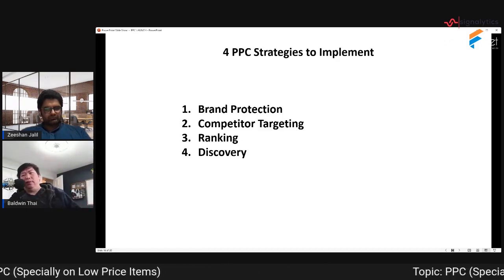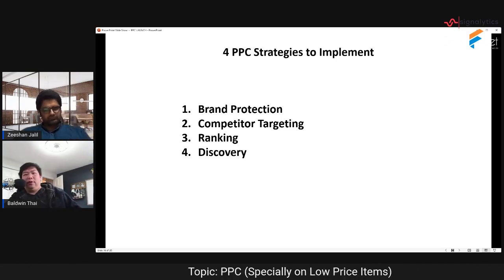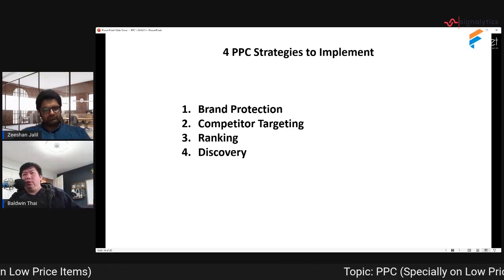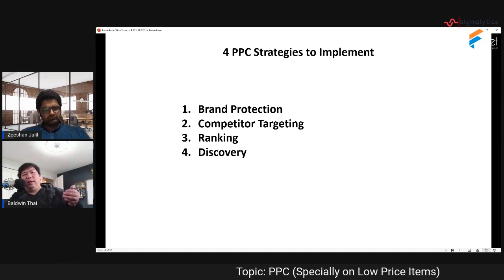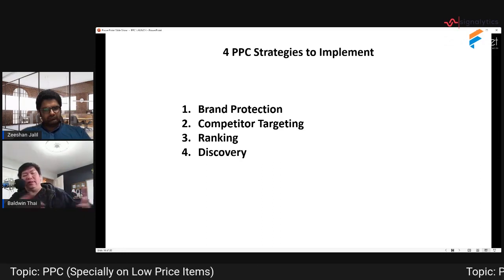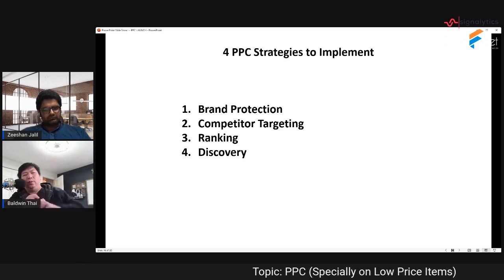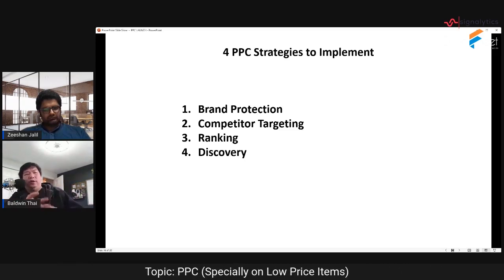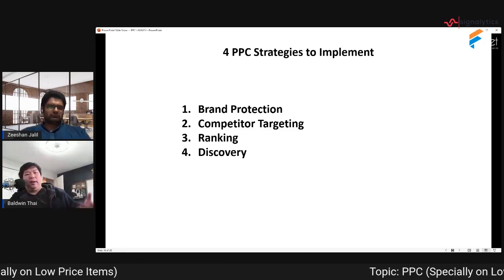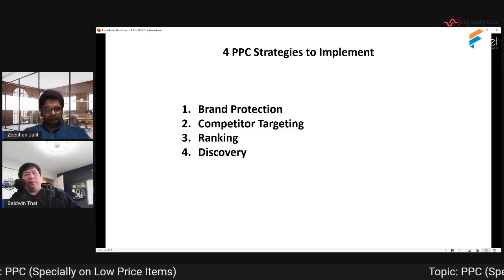Number three is your ranking campaigns. Ranking campaigns are basically specific campaigns. Maybe I would only run like 3, 4, 5 keywords at a time using this campaign to specifically target keywords that I want to rank for. And your discovery campaigns. This is basically your normal funnel, your normal campaigns that you would run with your auto, your phrase, your broad, your exact match, just to discover more keywords and have optimal return on your findings.